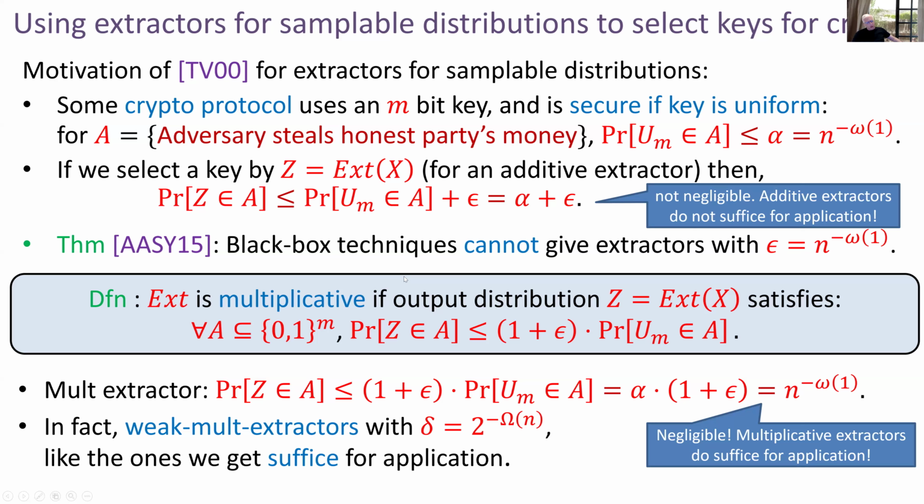Okay, so the bottom line of this slide is that for some applications, multiplicative extractors do better than additive extractors, and specifically for the application of selecting keys for cryptographic protocols. Now let me tell you a little bit about the proof, and really just a little bit.